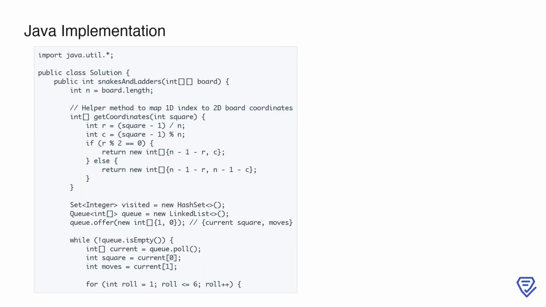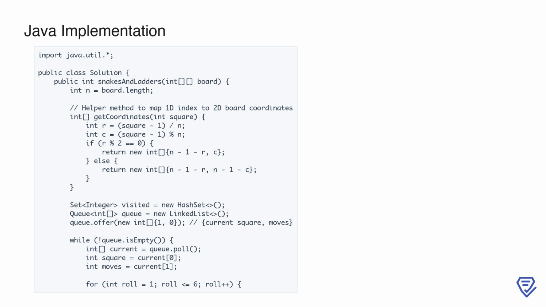Here, we start by importing the necessary libraries and defining our solution class. The main method, snakesAndLadders, takes a 2D integer array representing the game board as input. We begin by determining the board size, which is stored in the variable n. Next, there's a helper method called getCoordinates, which maps a 1D square index to its corresponding 2D coordinates on the board. This mapping is crucial because the board alternates between left to right and right to left row orientations. The logic accounts for this by checking if the row number is even or odd, adjusting the column index accordingly.